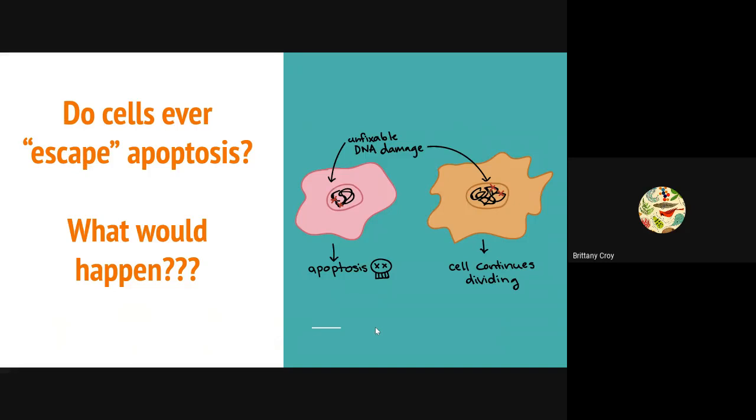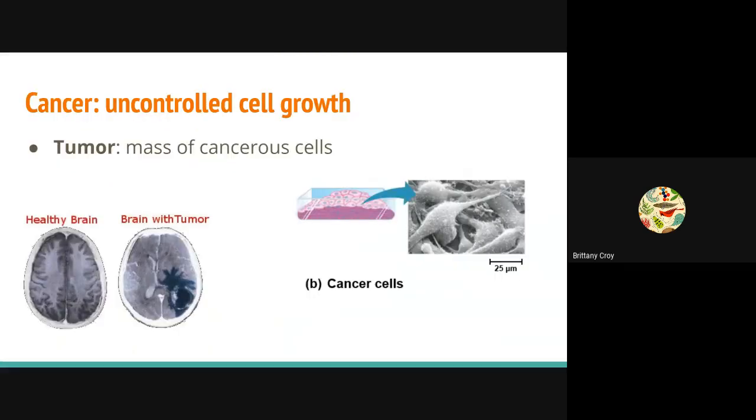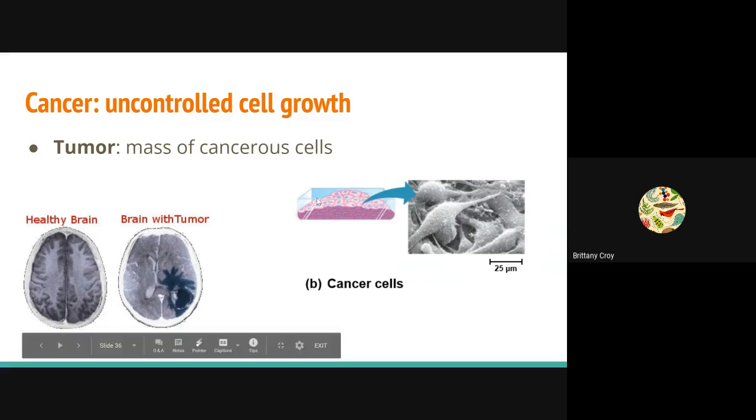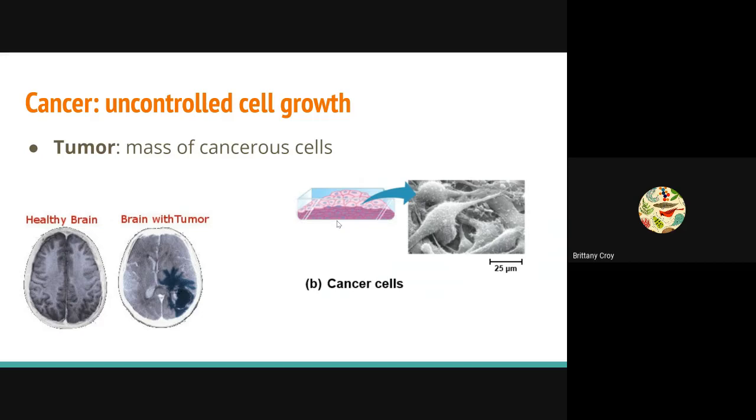Do cells ever escape apoptosis? That would mean that a cell failed a checkpoint, so it's supposed to commit apoptosis, but instead it continues dividing. Unfortunately, this does happen, and it causes cancer. Cancer is uncontrolled cell growth. A tumor is when a whole bunch of cells divide and basically form a mass of cells. So here you can see our tray picture. Instead of having one nice flat even row, this would be a tumor of cells. If we could control the cell cycle, we would be able to stop cancer.